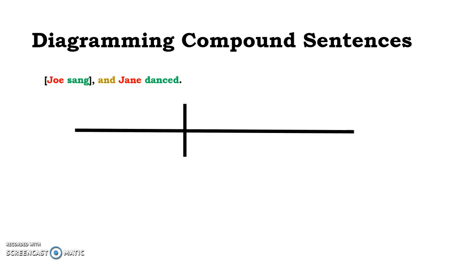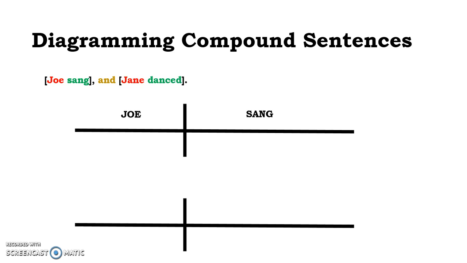We draw one baseline for the first independent clause, and we diagram it like so. Joe goes in the subject slot, sang goes in the verb slot. We draw a second baseline and vertical line for our second independent clause. Jane goes in the subject, danced goes in the verb slot. Now we just have that one remaining word, the coordinating conjunction. We draw our dotted line, and we put the word on the dotted line.